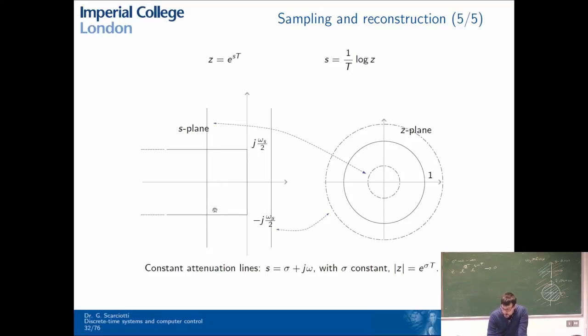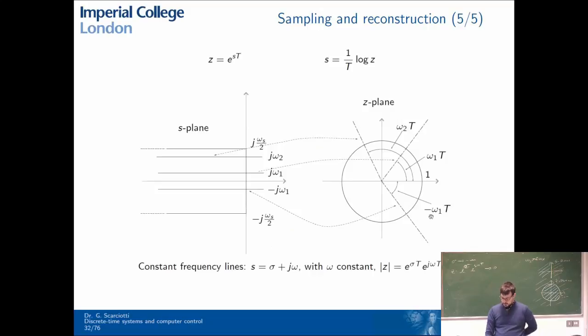So as we can imagine, these actually correspond to circles. We already saw a constant attenuation line, and it's the imaginary line. And the imaginary axis actually is mapped to the circle of radius 1. Then this means that vertical lines that are on the left-hand side of the imaginary axis will be mapped inside the circle, and lines that are on the right-hand side of the imaginary axis will be mapped outside the circle. Okay, so also this is intuitive.